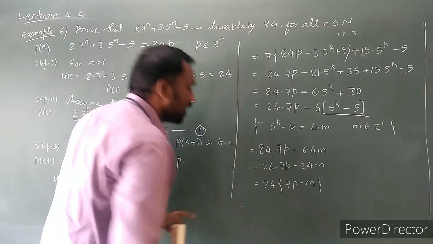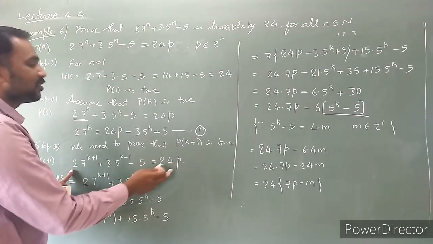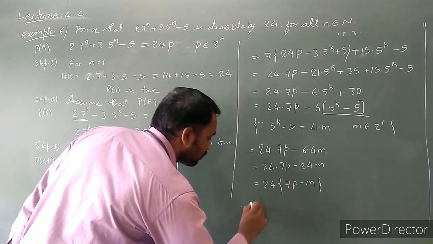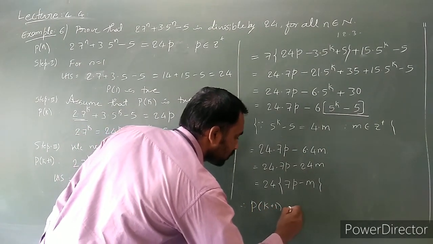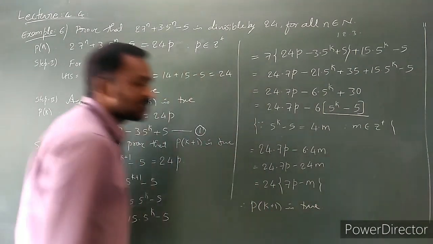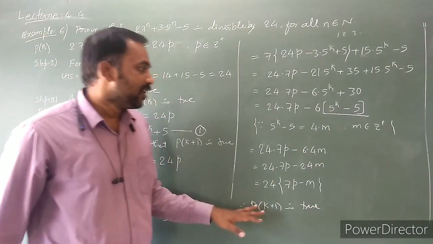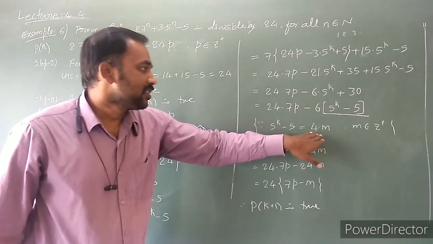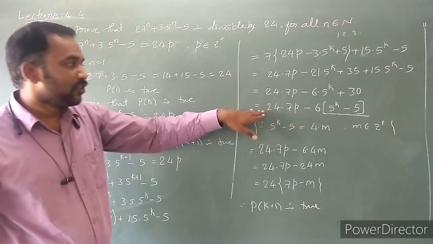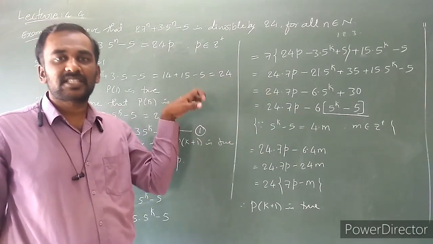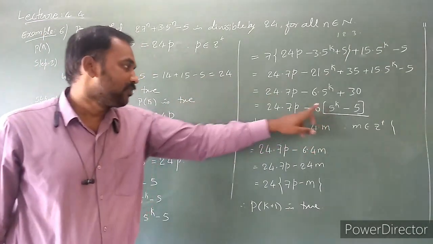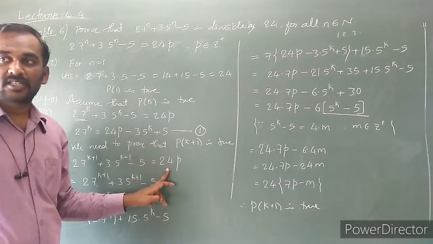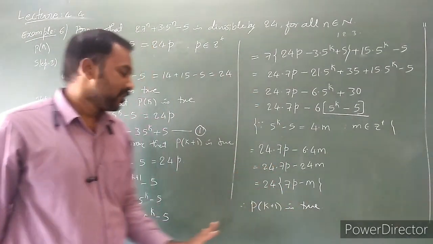Now, can I say that the LHS value is divisible by 24? Therefore, P of k plus 1 is true. I got this point. How to solve this problem? Here, I expressed the multiple of 4 because I need to get 24 as common. I extracted the common term 24. So 24 is common, which we got. The required result is a multiple of 4 or divisible by 24.